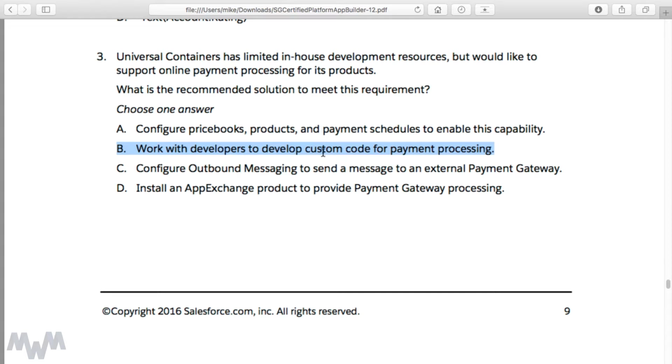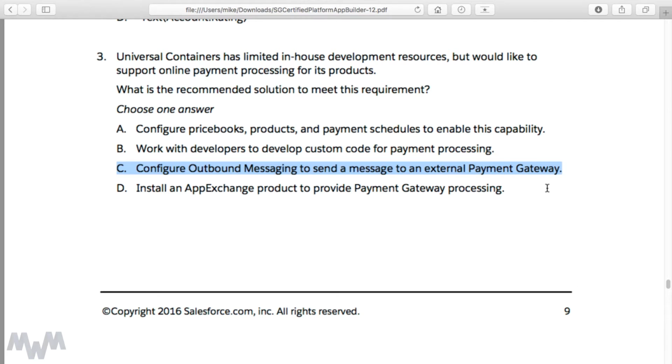So these are both partially right. And then as well, you could configure an outbound message from Salesforce to send a message to an external payment gateway. That would be an external system. And we'll deal with outbound messaging more when we're talking about workflow actions specifically in this course.